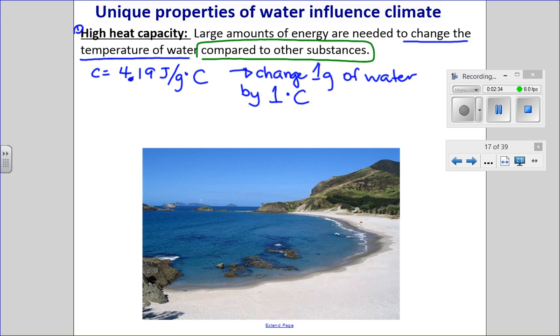And so we're really going to focus on this idea that it's not that 4 is a big number by itself, it's that compared to most other substances, this is the big one. This is a huge number. So if we take a look at the picture at the bottom of this screen, there's water, there's air, there's sand.